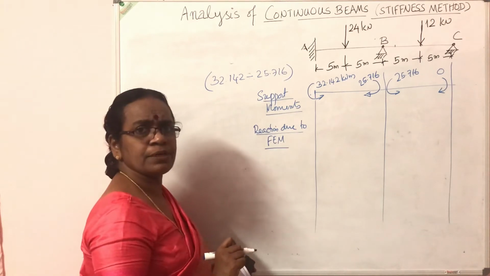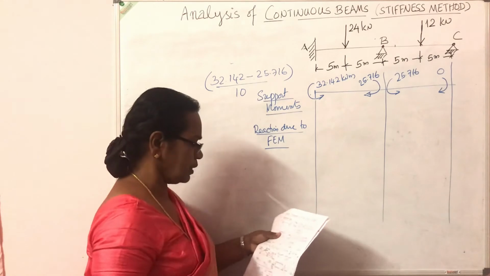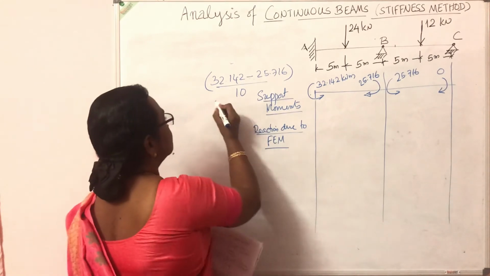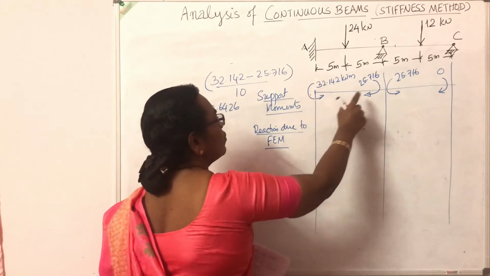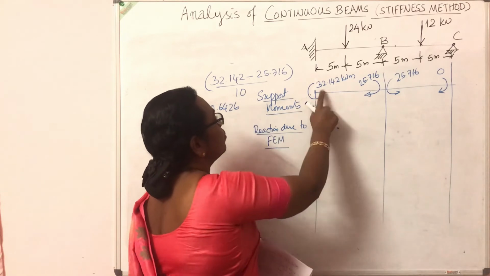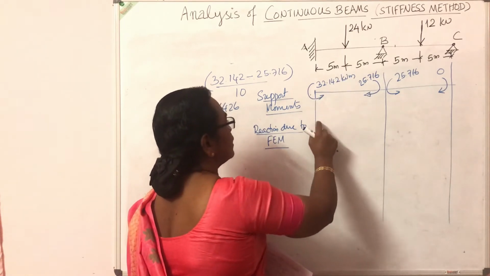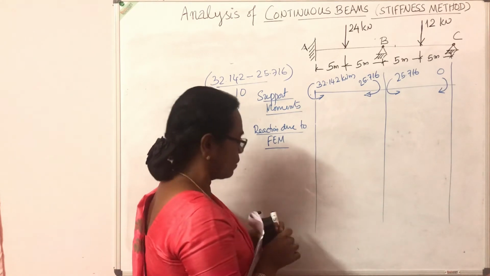That is the unbalanced moment divided by the span. So it will lead to 0.6426, anti-clockwise, and this is clockwise. So the difference of 6.4 divided by the span will give you the reaction here. And this reaction is anti-clockwise, the net unbalanced moment.